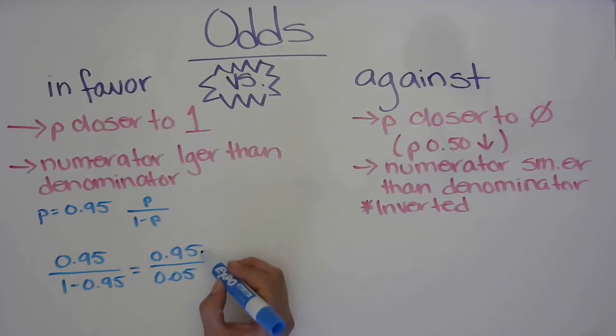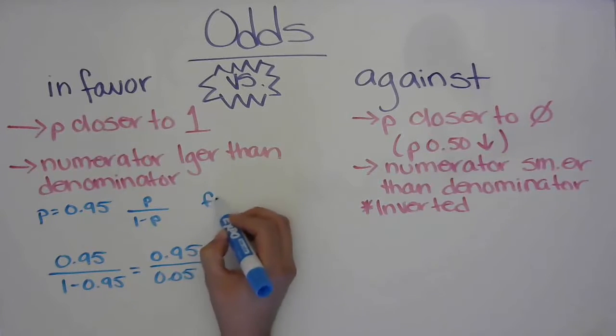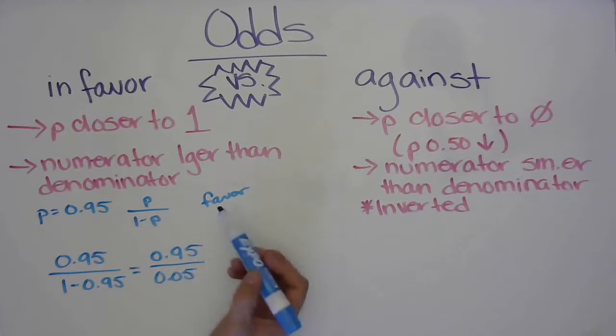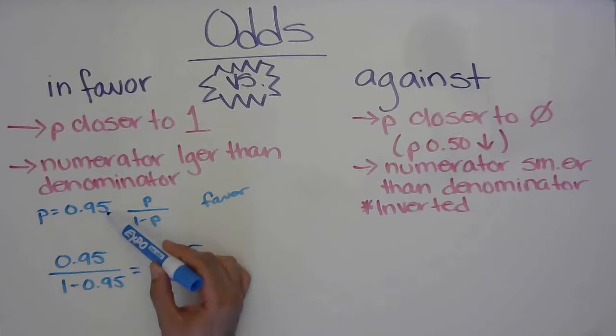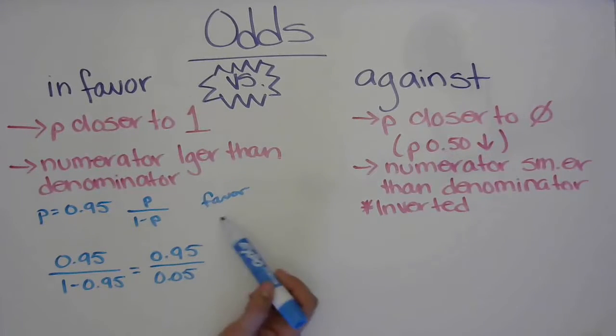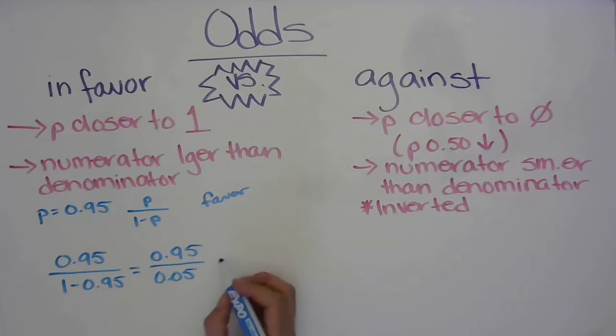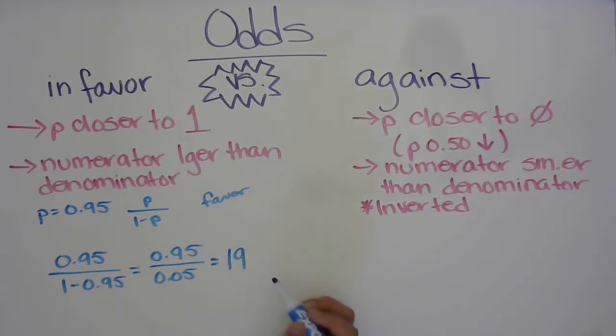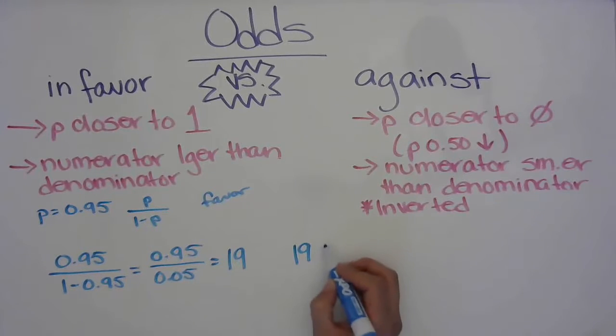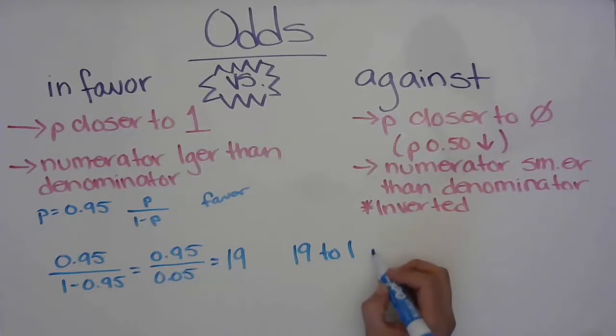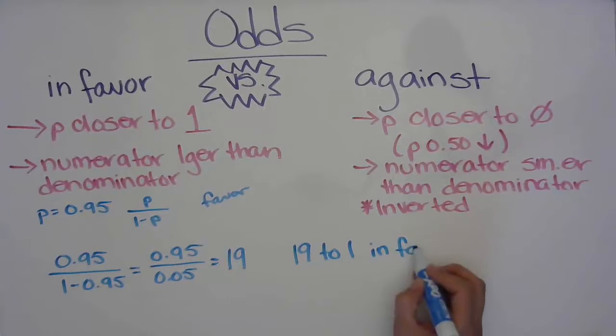Okay, so our numerator is larger than our denominator, so that means that we're dealing with in favor. And another way to tell too is our probability is 0.95. That's closer to 1, so that is also telling us that it is in favor. So let's go ahead and just solve this. So we're going to divide 0.95 by 0.05. That is going to give us a value of 19. So our final answer is going to be that the odds are 19 to 1 in favor.